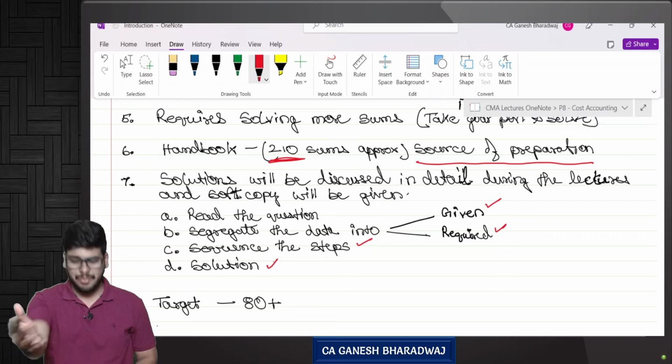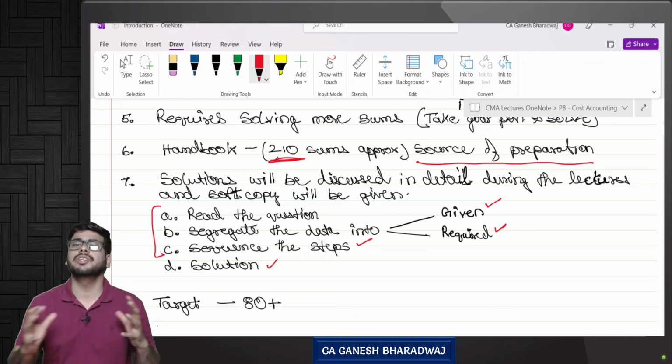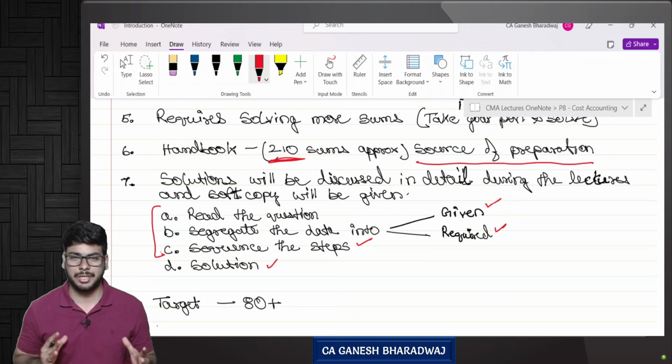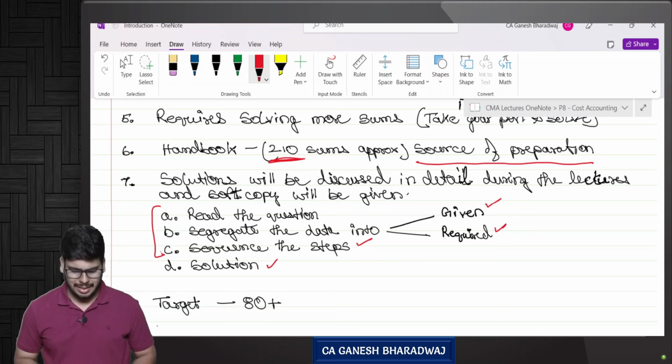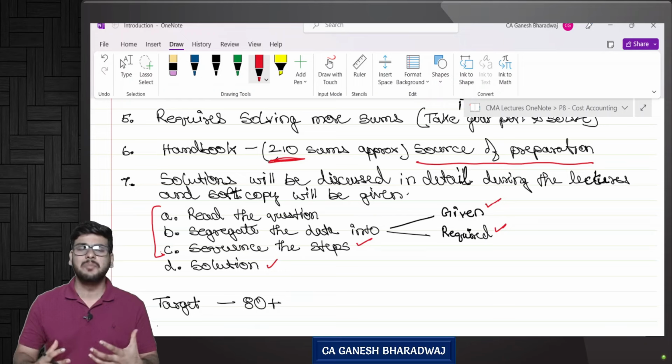Now, if I just give you the solution, all these things will be missing. And in the classroom, we will be following this approach in every kind of question. Now, you might think, sir, this is something that we already know. All these things are something that we already know. So why is it still important for us?